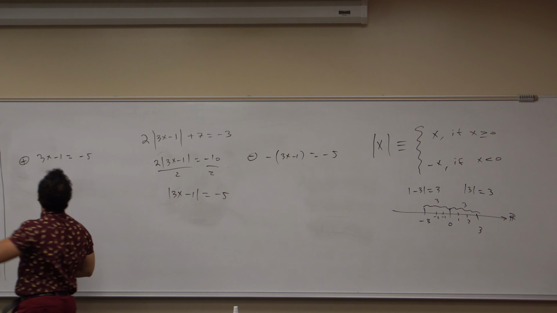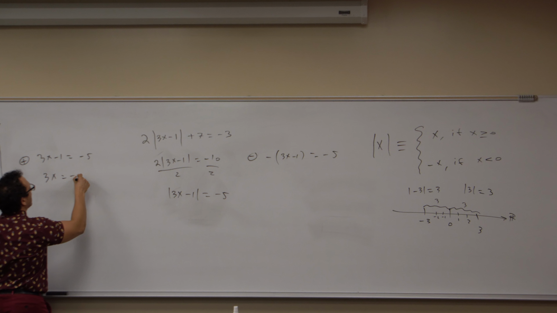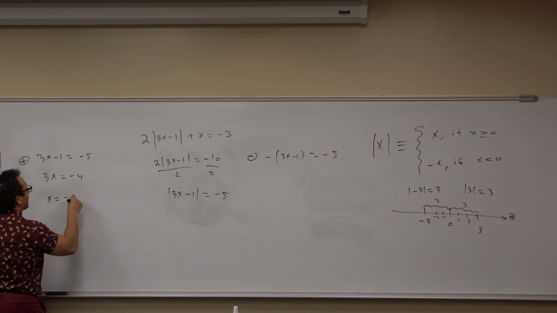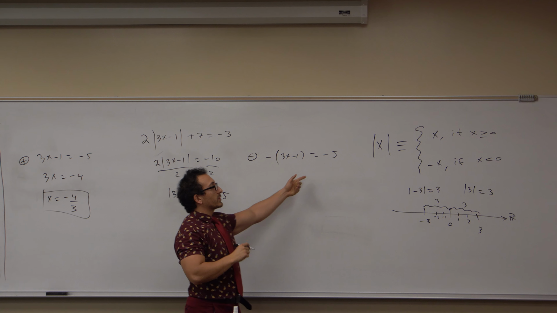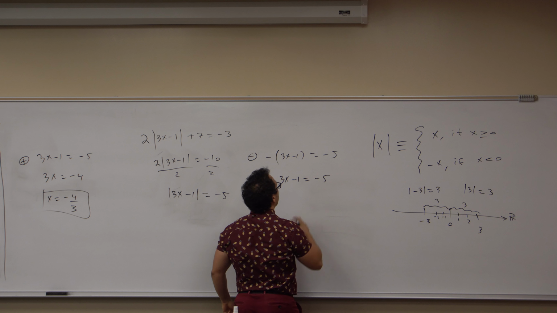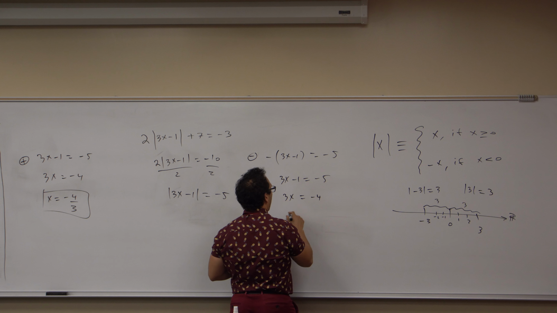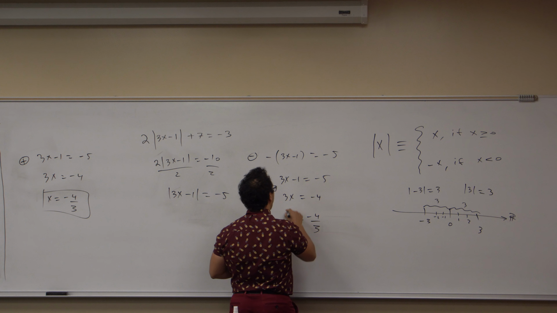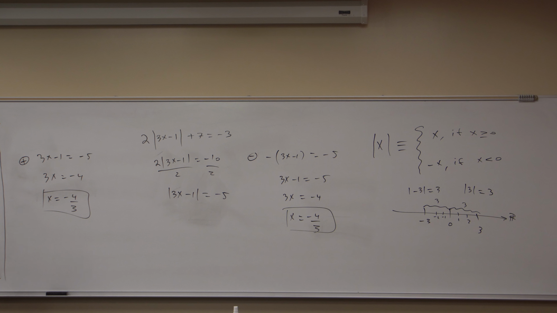Alright, here in the positive case, I solve for x, so I add 1 to both sides, I get 3x is equal to negative 4. That means x is equal to negative 4/3 upon solving algebraically. Over here, I divide both sides by a negative, so I get 3x minus 1 is equal to negative 5. Then I add a 1 to both sides, I get 3x is equal to negative 4. Divide by 3, I get x is equal to negative 4/3. Both cases give x is equal to negative 4/3.